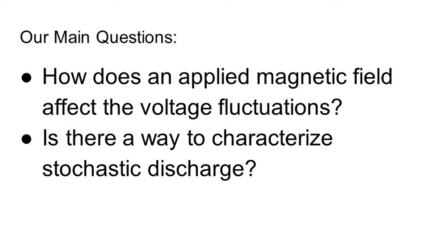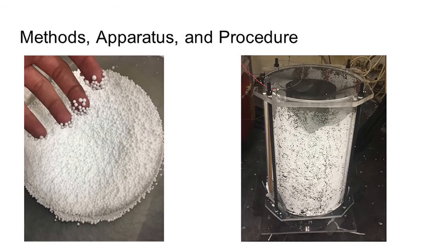This leads us to our main questions: how does an applied magnetic field affect the voltage fluctuations that we see in our apparatus, and is there any way to characterize this kind of stochastic discharge that we see? In order to approach this problem, we first use polystyrene particles, which we then agitate in a cylindrical annulus vertically against gravity with wind. We use polystyrene particles because they are lightweight, they exchange charge very well, and they're very easy to manipulate. We then pour them through this cylindrical annulus in between the center cylinder and the outer cylinder.